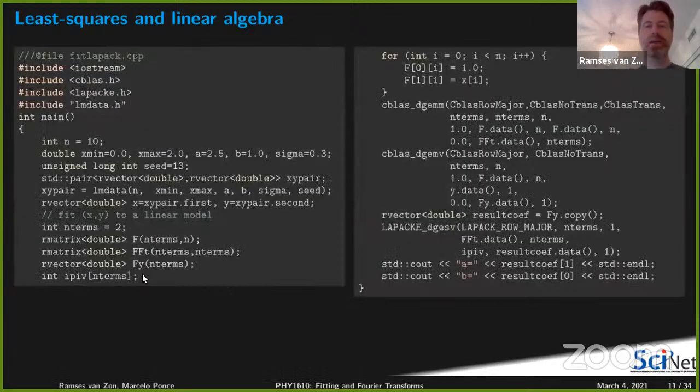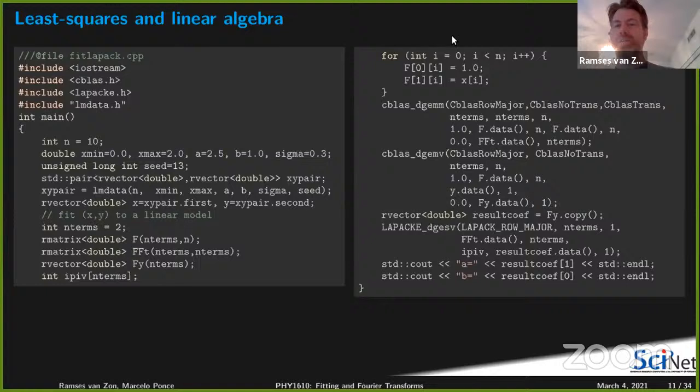and that's going to be called Fy. It turns out that we're going to need an integer array of n terms for pivoting in the LAPACK solver routine. I'm just getting that array ready here. We don't really need to know why that is the case at this stage, but it is important to be available for the solver in LAPACK. So we just give it that.